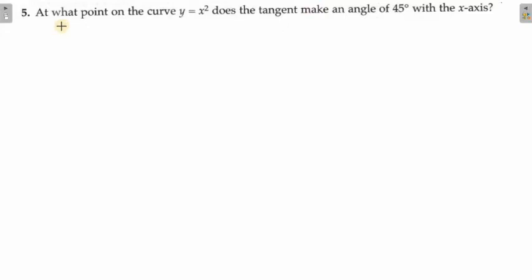The next question says: at what point on the curve does the tangent make an angle of 45 degree with the x-axis? This sentence plays a major role out here. Since given is that the tangent makes an angle 45 degree with the x-axis, now what does this mean?